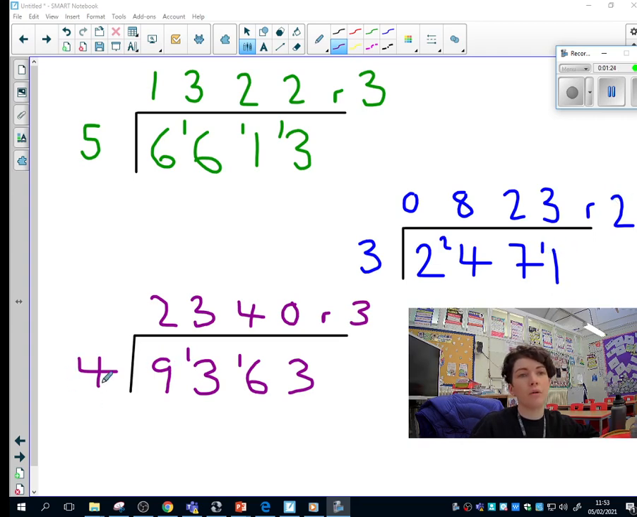And then this last one, bit trickier this one. 4s into 9 go twice, and we've got 1 left over. 4s into 13 goes 3 times, and we carry a 1. 4 times 4 gives us 16. 4s into 3, now this does not go, so I simply write a 0, and I have a remainder of 3. Very well done if you answered those correctly.